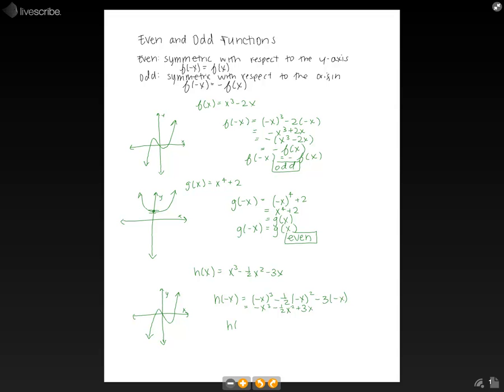So in this case, when we insert a negative x, we do not get out the original function and we do not get out the negative of the original function. So this means this is neither an even nor an odd function, even though it looks like in the graph it would be an odd function.